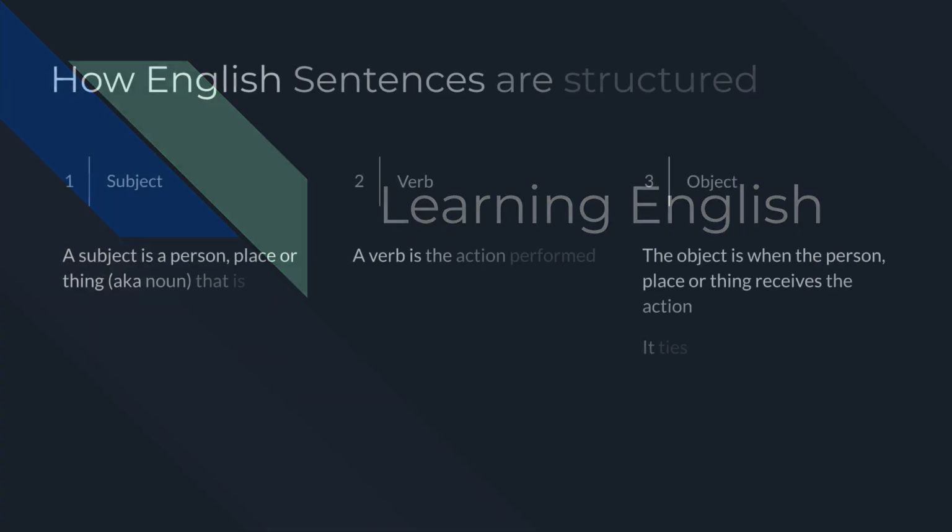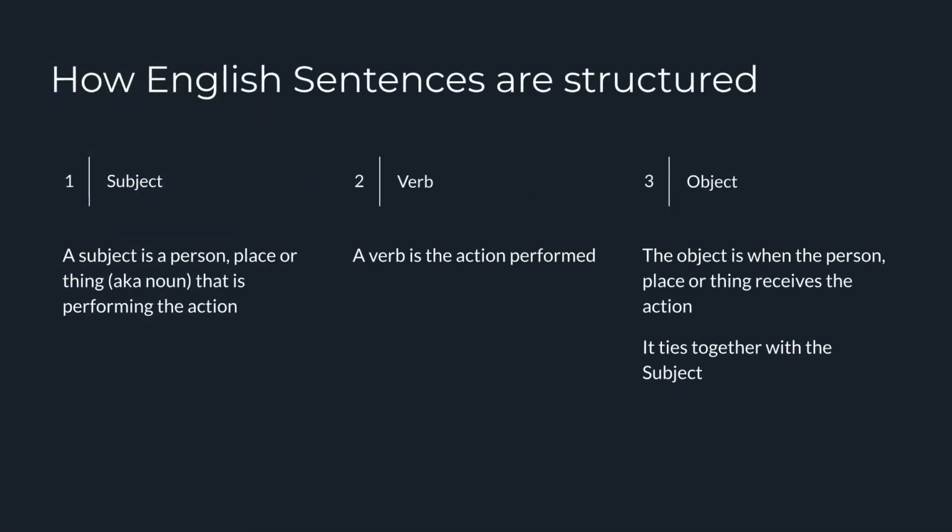Let's begin. English sentences are typically structured around three key elements: the subject, the verb, and the object. The subject is the person, place, or thing performing the action. The verb is the action itself, and the object is the person, place, or thing receiving the action. Understanding these forms is key to proper English sentence construction.